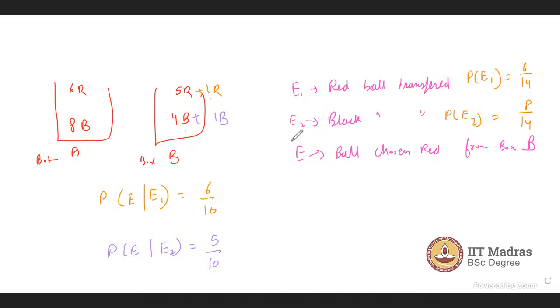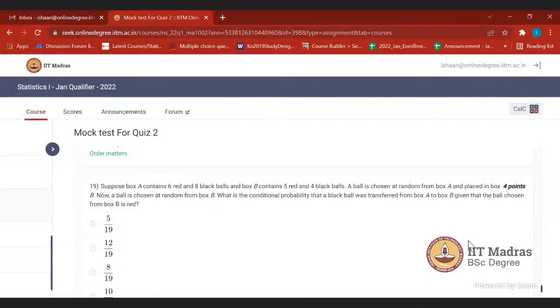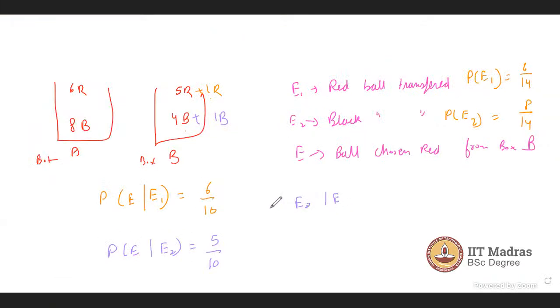Right. And I think you have to find the probability that the black ball was transferred given that the ball chosen is red. Okay, so given E, you have to find E2, right? Given that the ball chosen is red, what is the probability that a black ball is transferred? So it's simply using the formula for conditional probability.